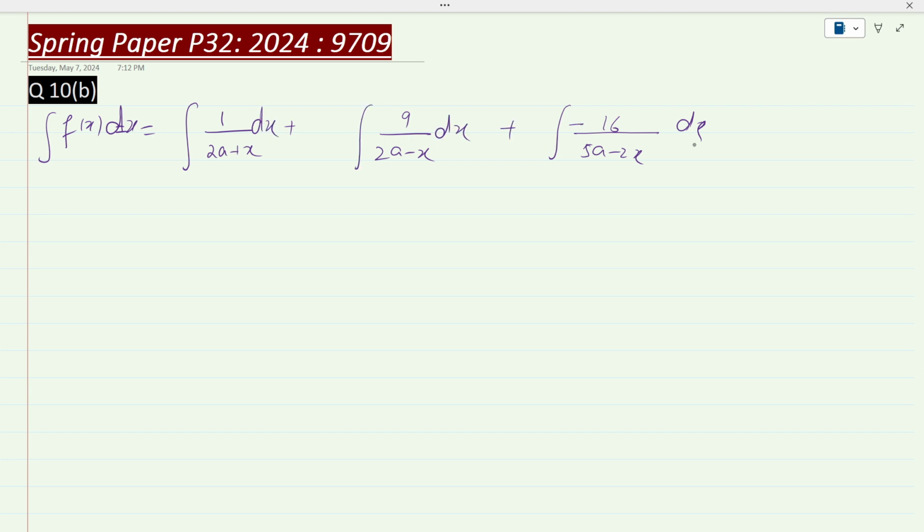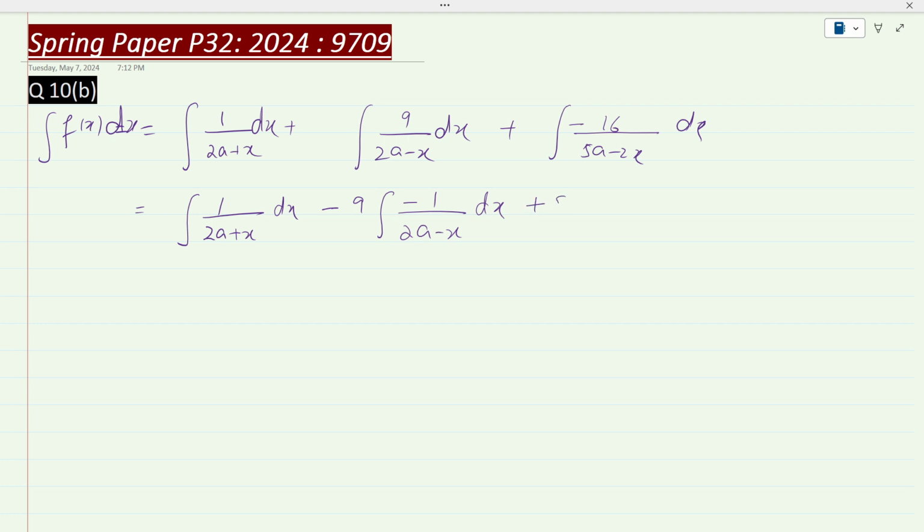Okay, now if we look at the question carefully, the first fraction is all set because we have the derivative of the denominator in the numerator, so we can integrate it directly. It's already set: 1 over 2a plus x dx. But the second expression should be negative, so I'm writing 9 with the negative outside and minus 1 in the numerator. So now we have the derivative of the denominator in the numerator for the second term as well. But for the third one, the derivative is minus 2 and we have 16, something extra.